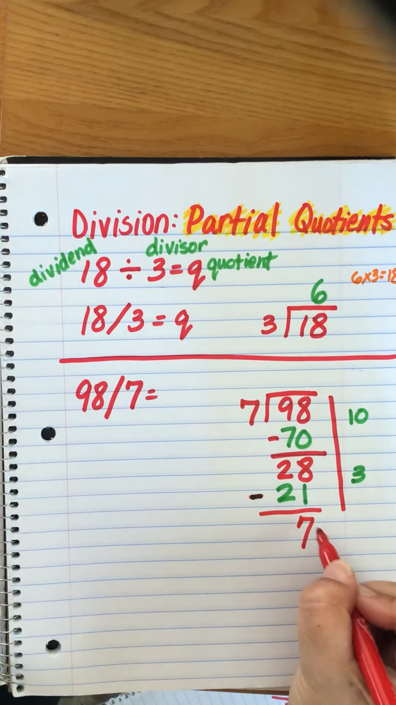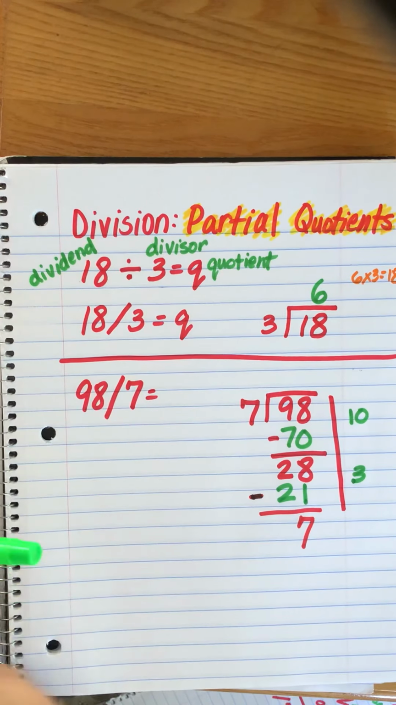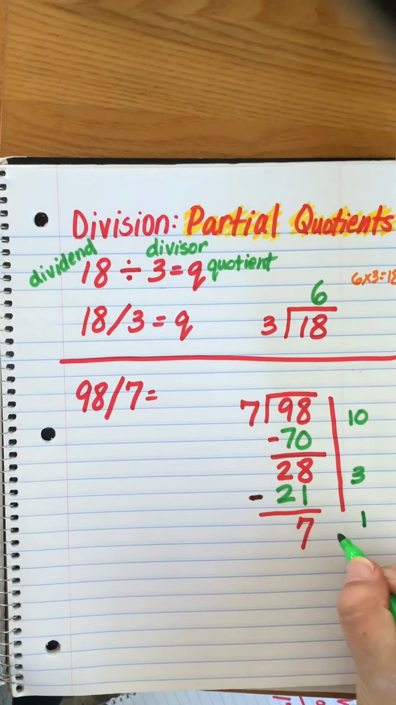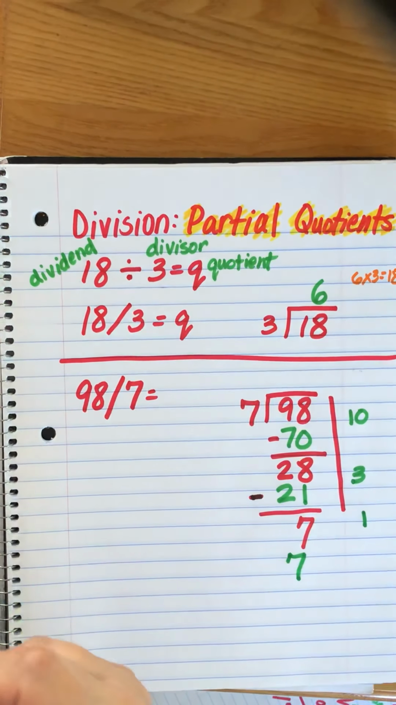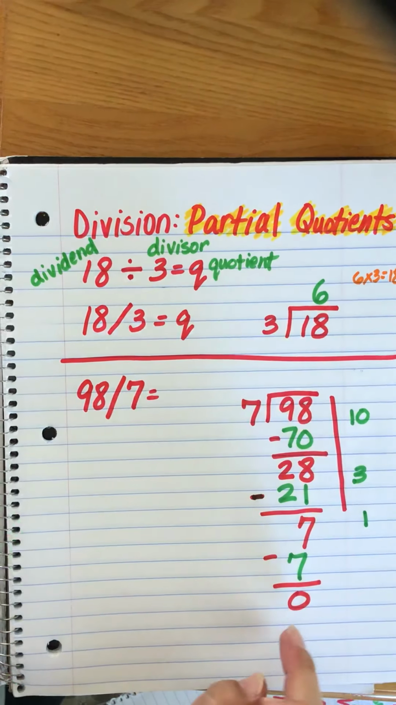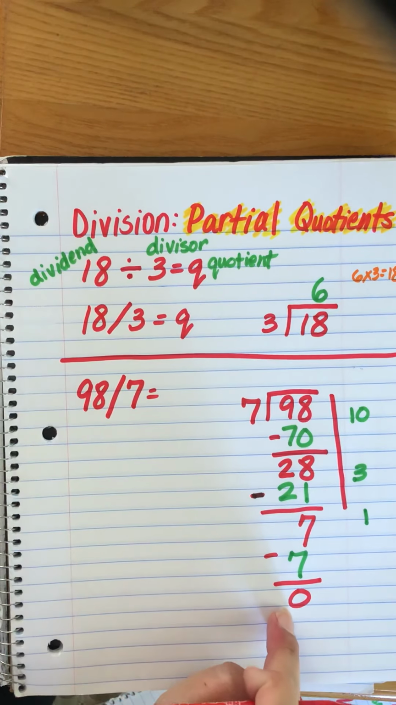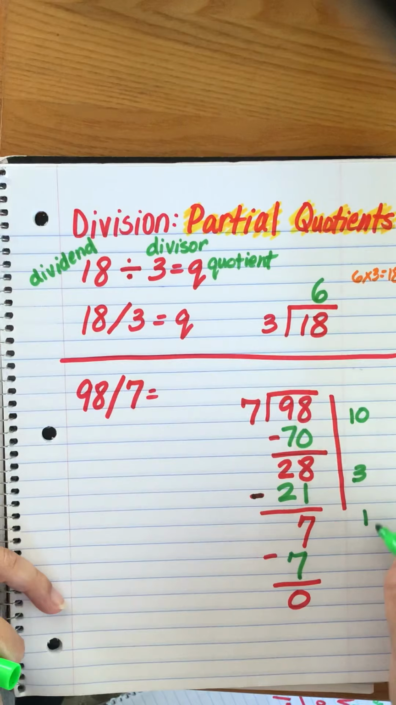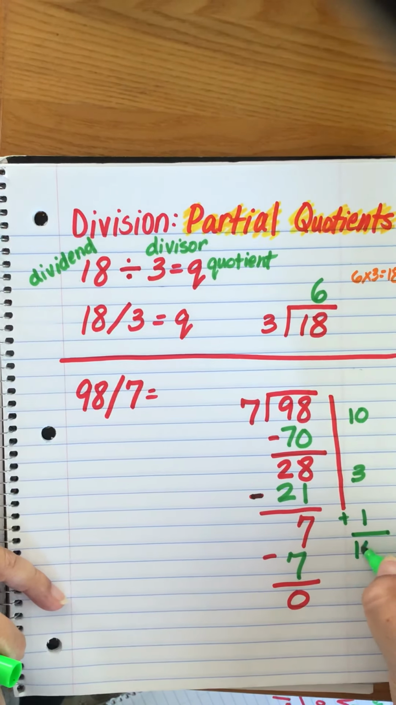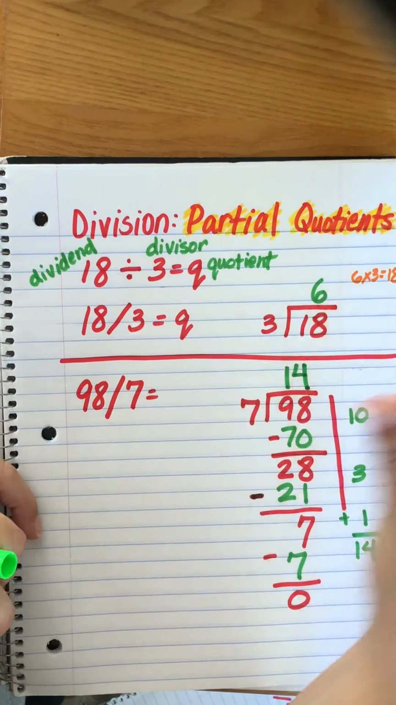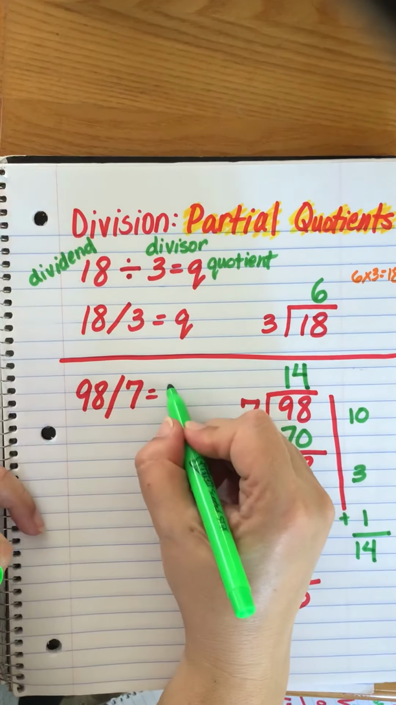Do I have enough to take any more groups of 7? Yeah, I could take one more group of 7. So I'll write it over here. One group of 7, of course, is 7. And I take that away, and I'm left with nothing. So now I know I'm done. I'm finished. So to get my quotient, I have to ask myself, how many groups did I take away altogether? 10 plus 3 plus 1 is 14. So my quotient is 14. 98 divided by 7 equals 14.